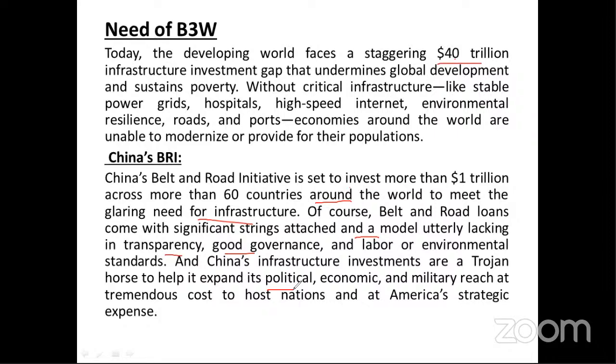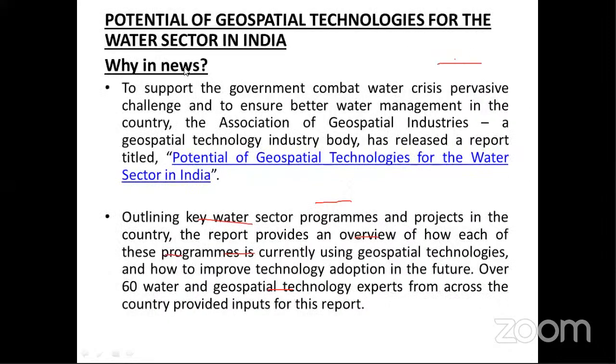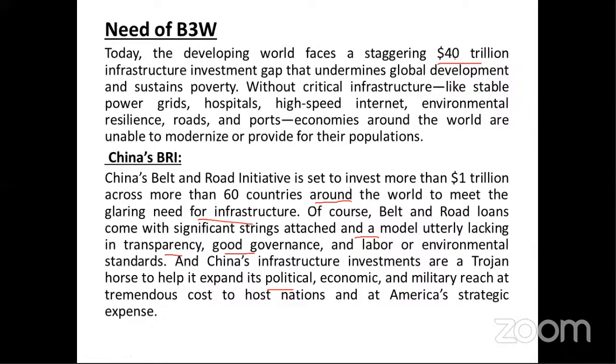America is not happy with the Belt and Road Initiative, that's why America started two important initiatives. One is called the Quad, where India, Japan, Australia and the USA are the members, and the other one is called B3W, which was started by the G7 countries, to combat China's Belt and Road Initiative. Okay, this is clear. This is one important piece of information you should know for the prelims exam.